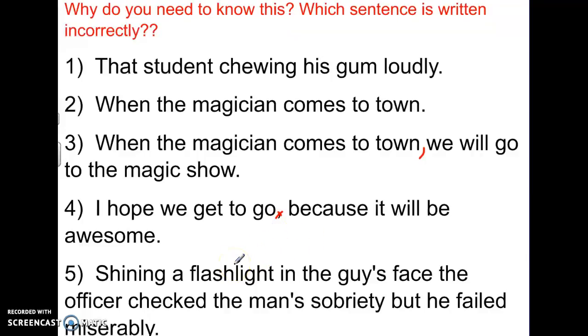Shining a flashlight in the guy's face, the officer checked the man's sobriety, but he failed miserably. Well, this is an absolute phrase, which needs to have a comma separating it from the rest of the sentence, and this is 2 clauses stuck together, and that needs to have a comma to connect that coordinating conjunction. So every single one of those clauses is actually wrong, and if you wrote that way, you would be making a lot of mistakes in your writing. When you're doing the test, you have to recognize those mistakes that are being made and then fix them. So there is actually a reason why you need to know this.